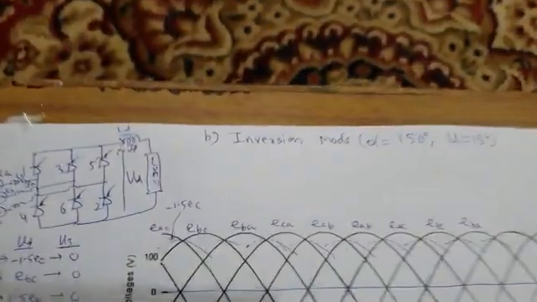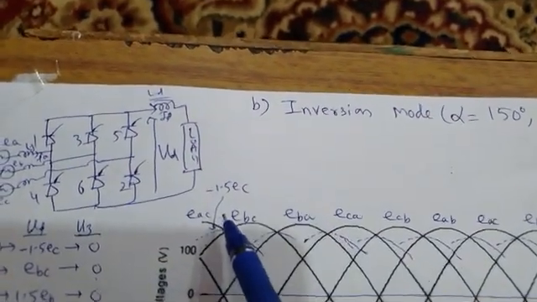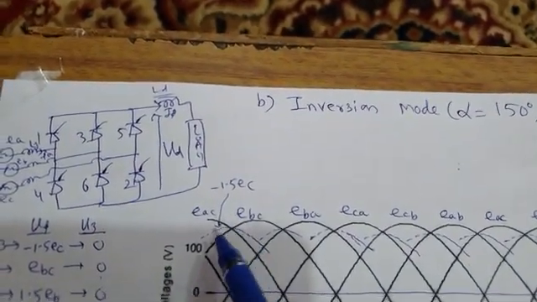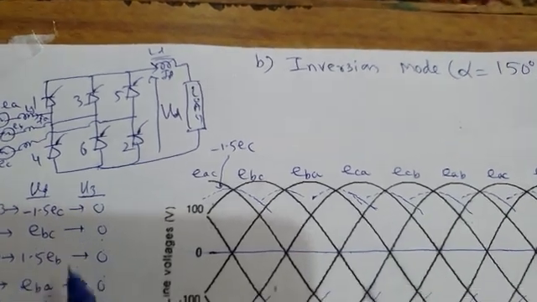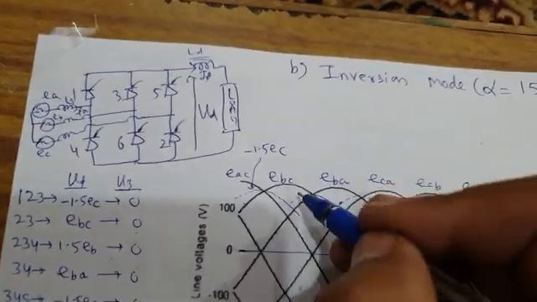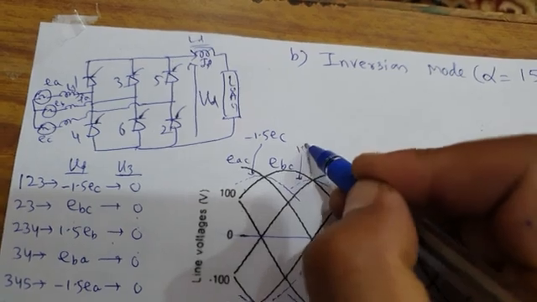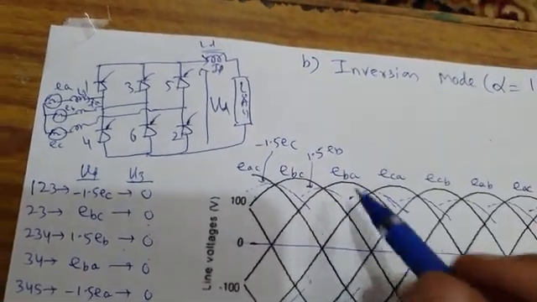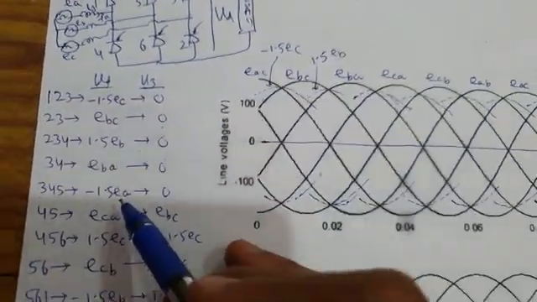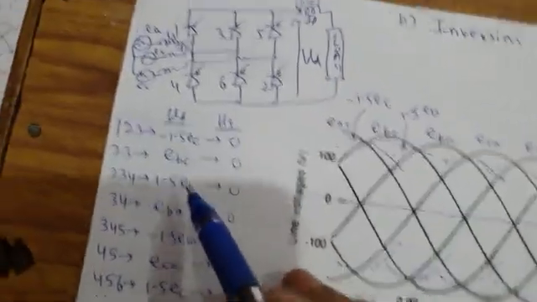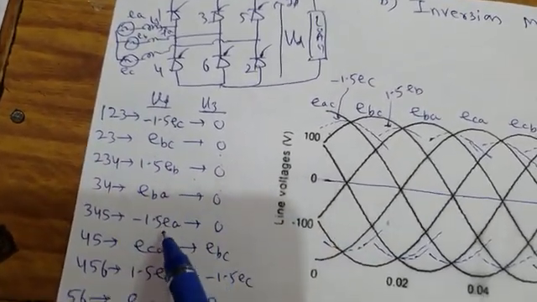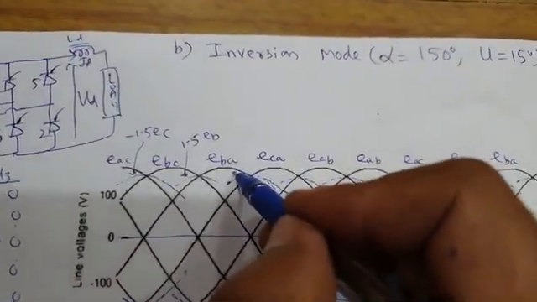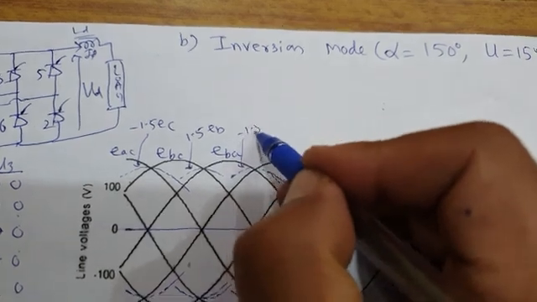Okay, fine. What is my first voltage? It's minus 1.5 EC. My next voltage should be plus 1.5 EB. Okay, my next voltage should be minus 1.5 EA. You see, this is minus 1.5 EC followed by 1.5 EB and minus 1.5 EA.